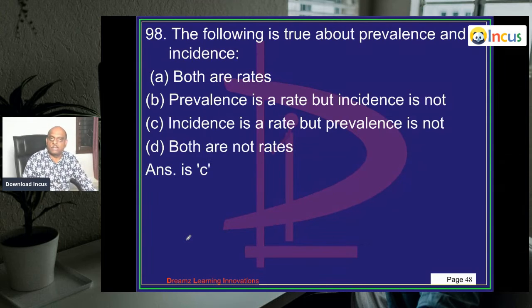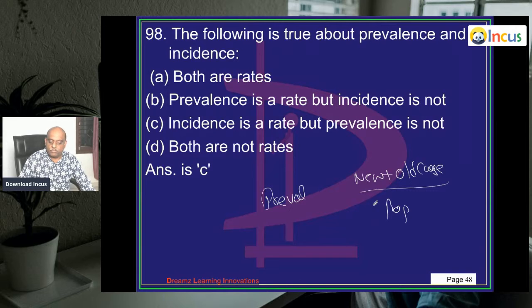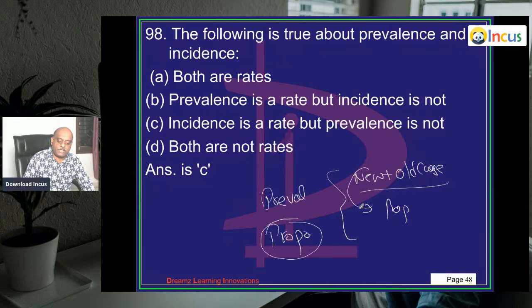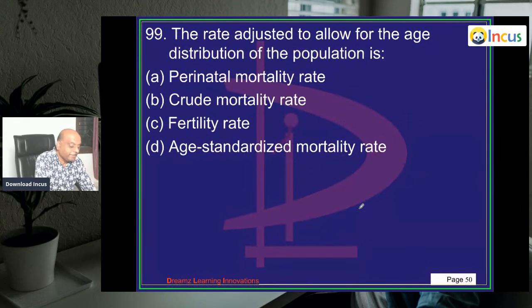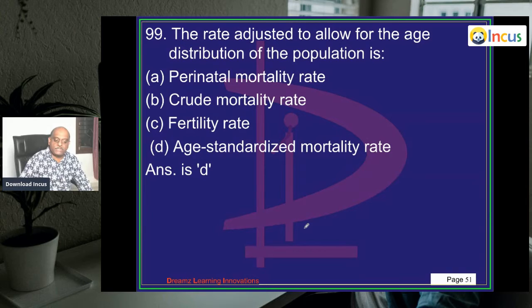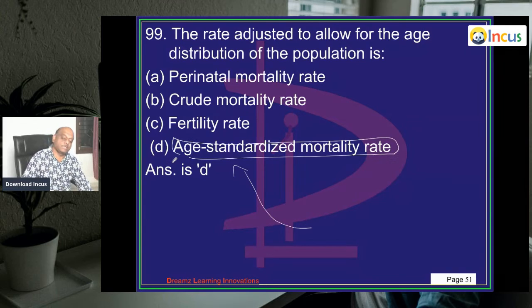Prevalence and incidence. Prevalence is not a rate. It is new cases plus old cases divided by population. So it is more or less a kind of proportion where the numerator is part of the denominator, is what you need to remember. The rate adjusted to allow for the age distribution of the population. What is that called? The age standardized mortality rate.